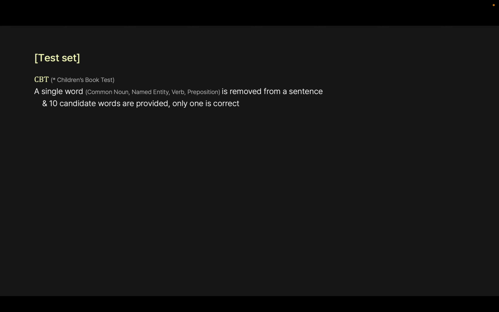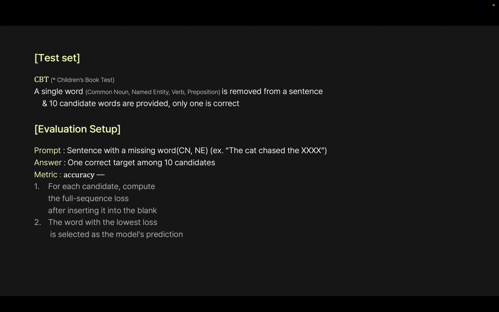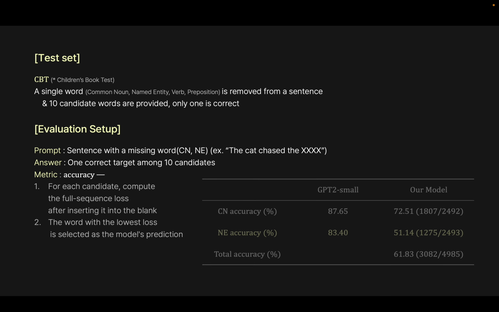Now, let's dive into our second round of experiments. We also evaluated our model on the CBT dataset, where the goal is to choose the correct word to fill in the blank from 10 candidates based on the surrounding context. Our model achieved 72% accuracy on common noun tasks and 51% on named entity tasks, compared to 87% and 83% for GPT-2 Small. Named entity tasks are especially challenging, requiring deeper understanding of characters and context. Despite the domain gap in our training data, our model shows reasonable performance.